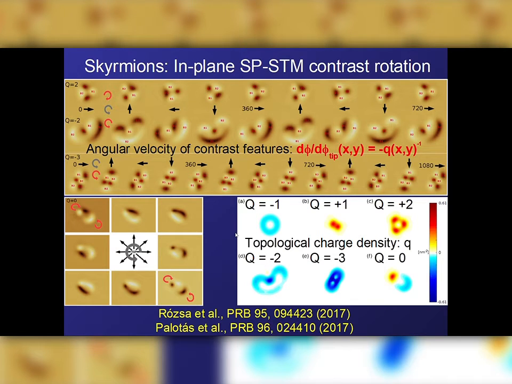What is interesting is that we find that the angular velocity of the contrast features is directly proportional to the inverse of the topological charge density. This is illustrated here. For this case, you see that it has positive and negative components, and this corresponds to the rotation direction of the contrast. And for the other cases, the speed, the so-called velocity of these contrast features, depends very much on the value of the local Q here. For example, visible here for this Q equal minus 2 case.